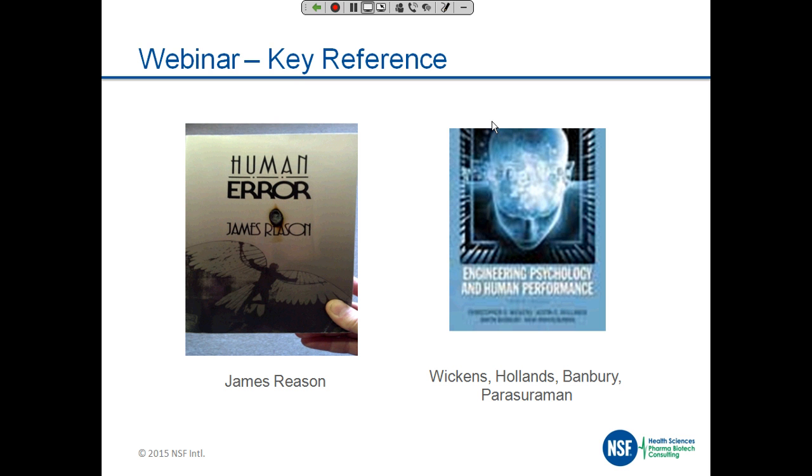The reference on the right was handy for the preparation of the materials that I'm putting forward here. But the primary reference that you would want to use is the one on the left with James Reason.